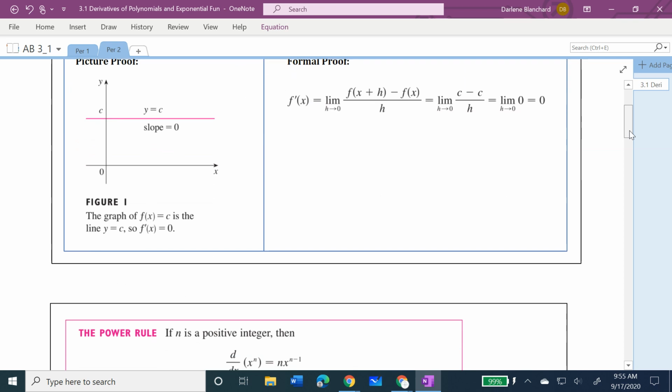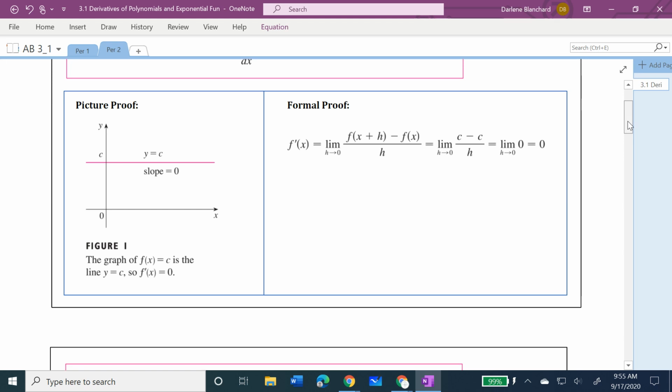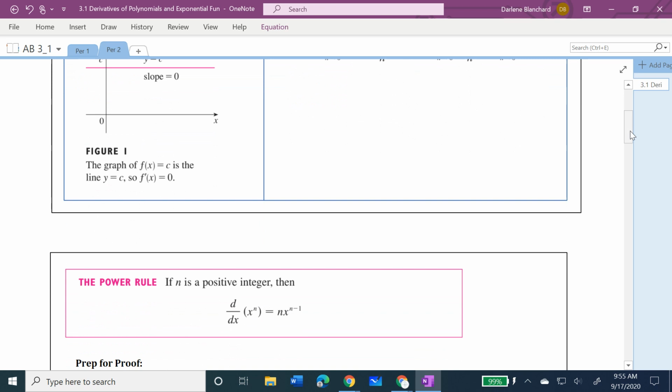Then, hold on. We got to the power rule. Super, oh my gosh, you don't even know how much you're going to use this. No idea how much you're going to use this.